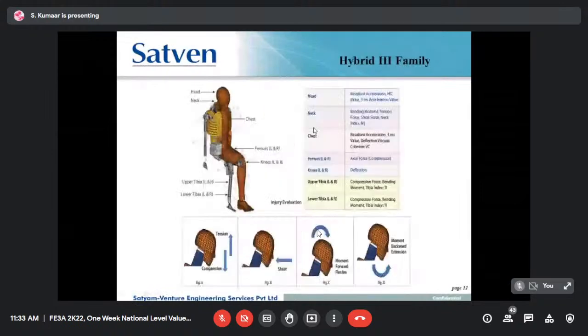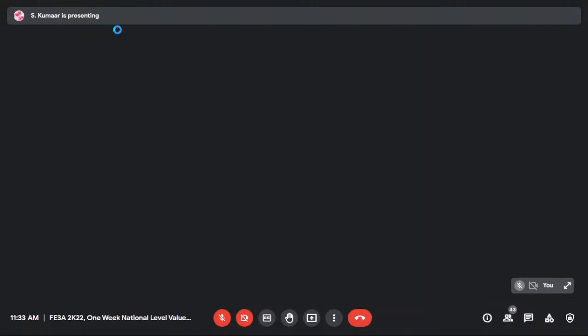Now we saw this, and this is for the head. From the head, what can we measure? From the head, we can measure the resultant acceleration, the head injury criteria value, and the acceleration value for the 3 millisecond clip. For the maximum peak acceleration at this location, we need to measure the 3 millisecond clip. So we can measure these things from the head accelerometer. And when it comes to the neck, we can measure the bending moment, tension force, shear force, and neck index. So these kinds of things we can measure from this sensor.